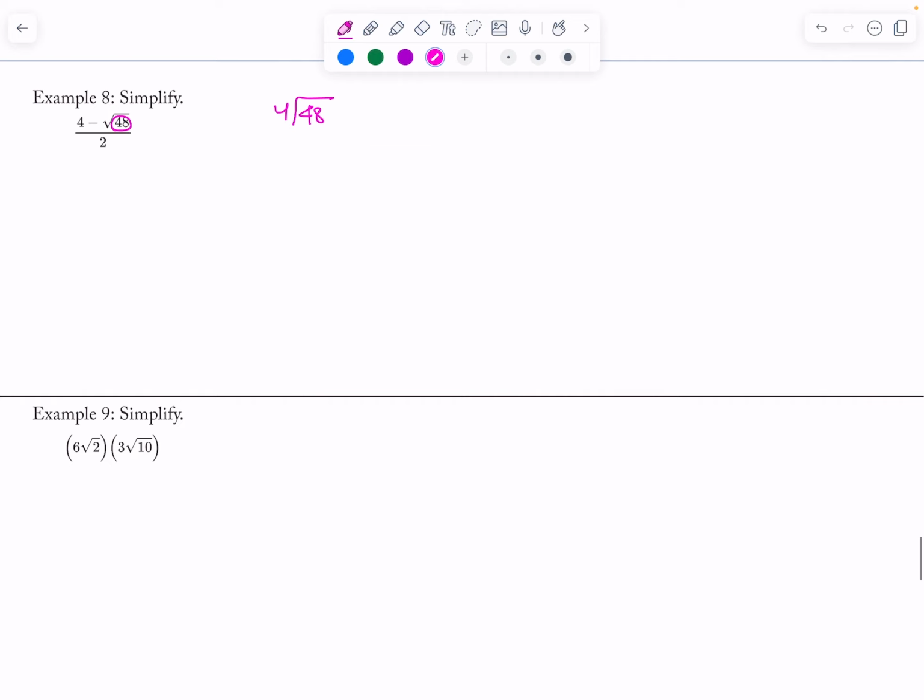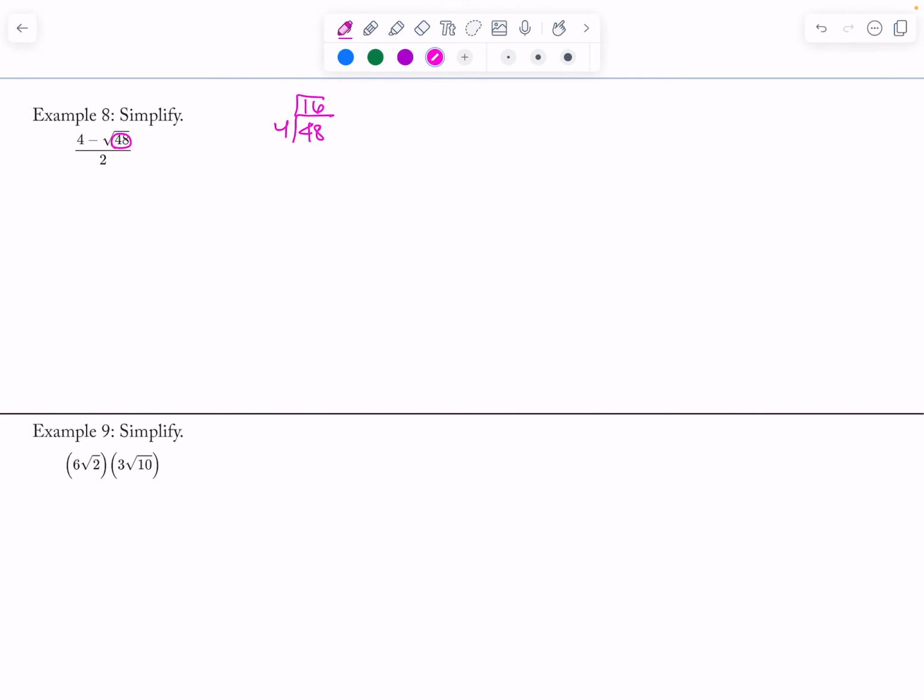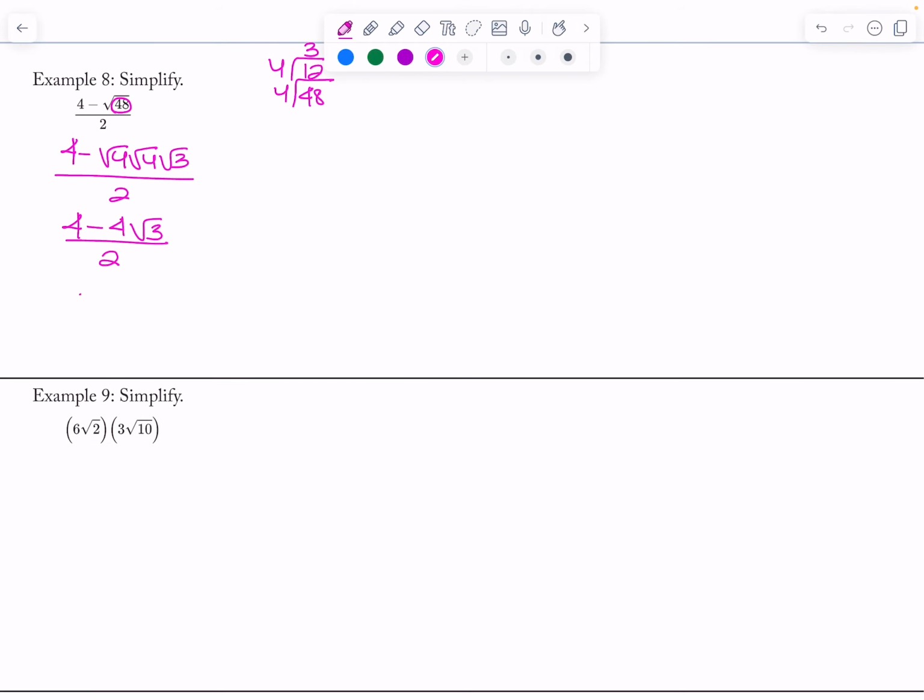So if I divide by 4, I get not 16. I would get 12. And then if I divide by 4 again, I get 3. So I have 4 minus root 4, root 4, root 3 all over 2. So 4 minus 4 root 3 over 2. Now what you notice is that there's a greatest common factor in the numerator. I could pull out a 4, and I'm left with a 1 minus root 3, and this is all divided by 2.